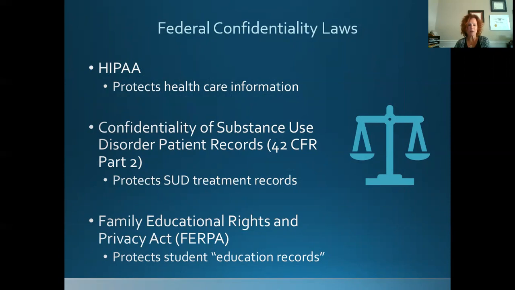We're going to talk about the basics of each of these laws, who they apply to, what information they protect, what information can be disclosed without written authorization under each of them, and the role of parents under each of these laws in regards to their students' healthcare records.